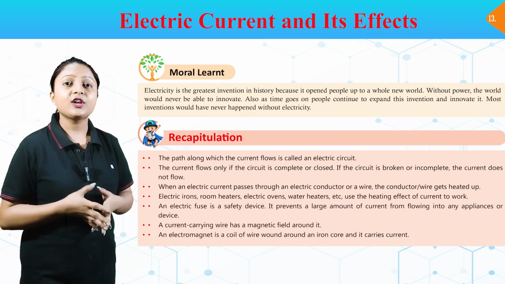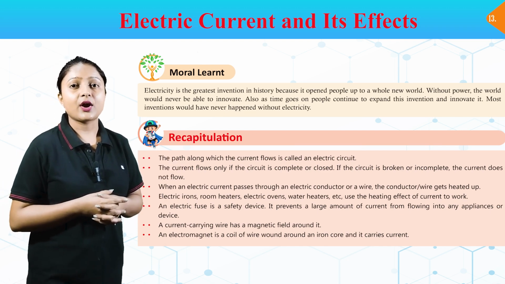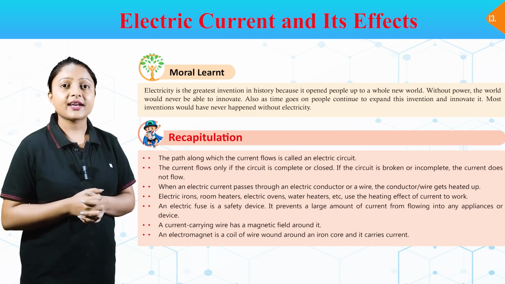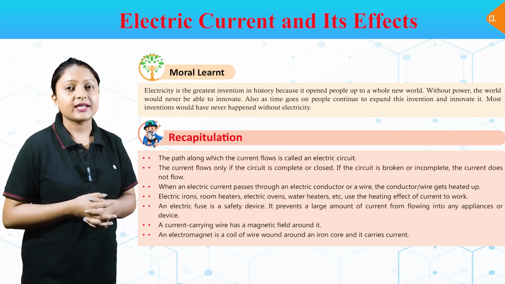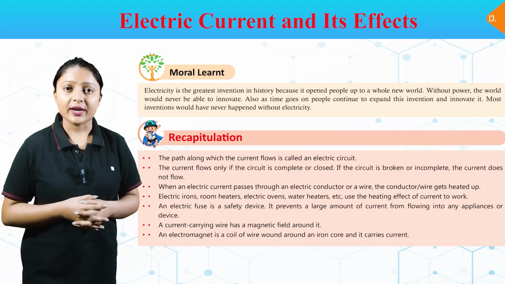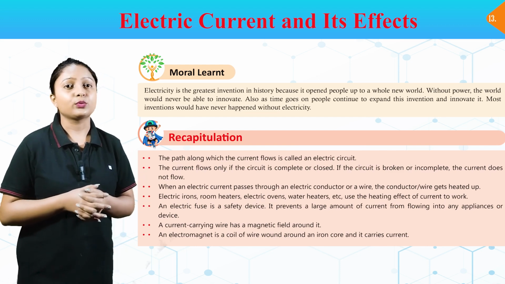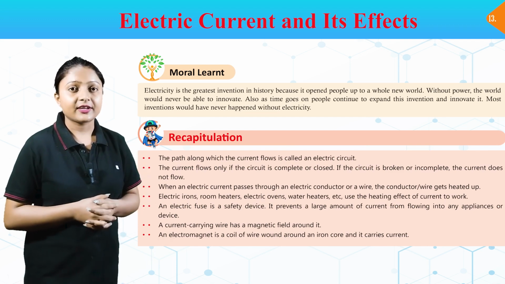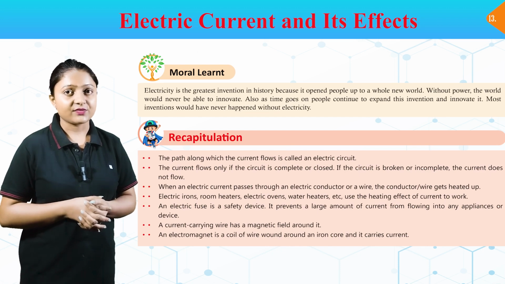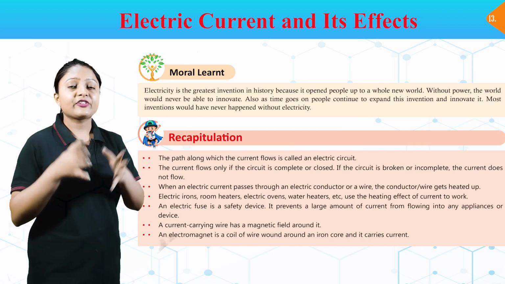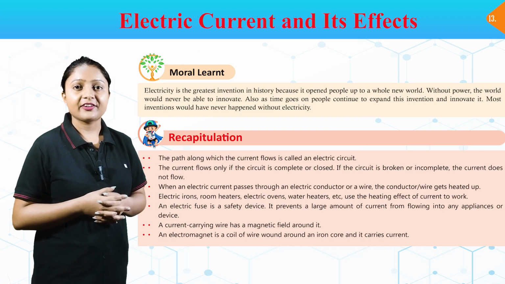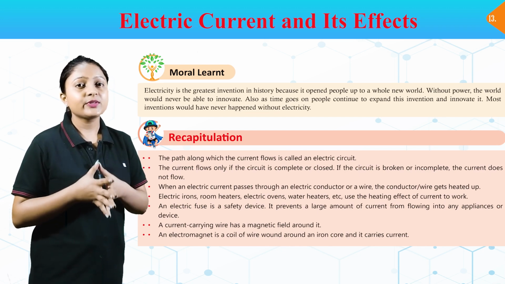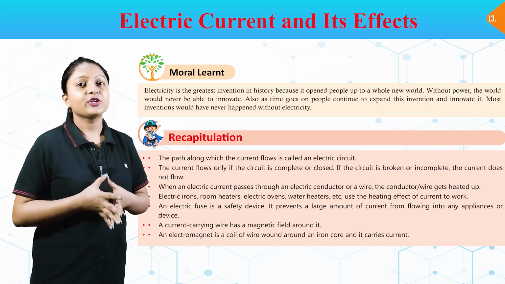Recapitulation. The path along which the current flows is called an electric circuit. The current flows only if the circuit is complete or closed. If the circuit is broken or incomplete, the current does not flow. When an electric current passes through an electric conductor or a wire, the conductor or wire gets heated up. Electric irons, room heaters, electric ovens, water heaters, etc. use the heating effect of current to work.